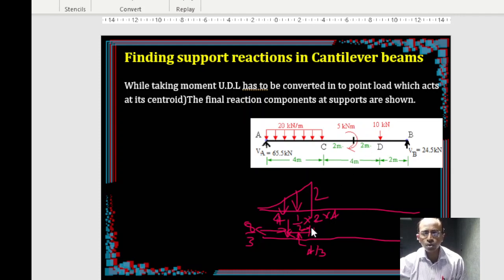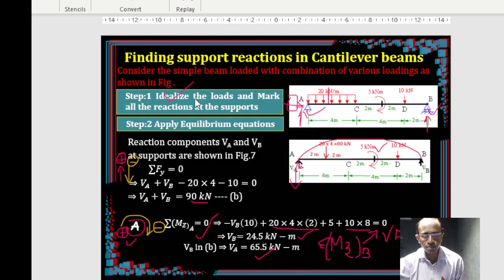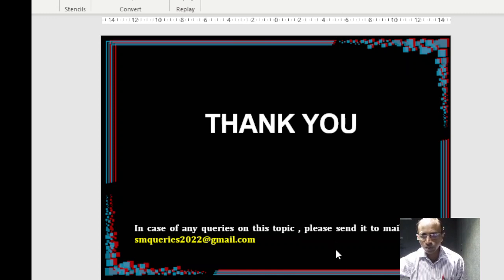So it doesn't matter what load is given, you can easily find out the support reactions with the help of these two simple steps: idealization of the loads and marking the support reactions, and simply apply the equilibrium equations. That's all on the topic of finding support reactions in simply supported beams, regardless of whatever the type of loading may be.